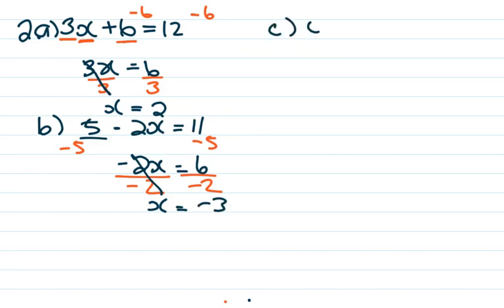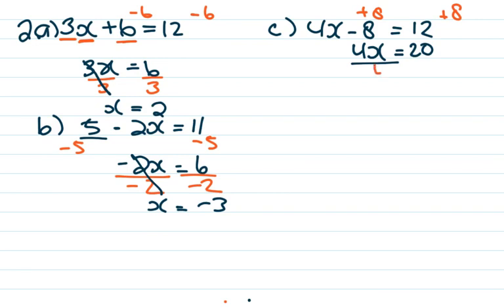C is 4x minus 8 equals 12. So I'm going to add 8 to both sides. So now I have 4x equals 20. Divide both sides by 4. And I'm left with x equals 5.